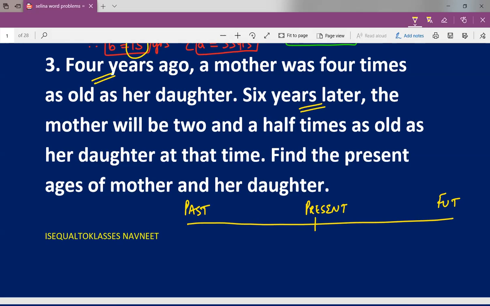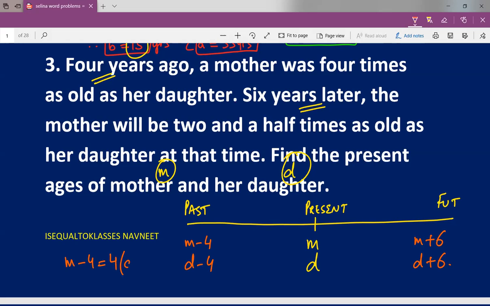So again, I'll assume the present ages of mother and the daughter to be M and D. Once I've assumed this, let us start doing it. 4 years ago, mother would be M minus 4, daughter would be D minus 4. 6 years later, mother would be M plus 6, daughter will be D plus 6. Okay. 4 years ago, mother was 4 times as old as her daughter. So M minus 4 is 4 times D minus 4. This is my equation 1.